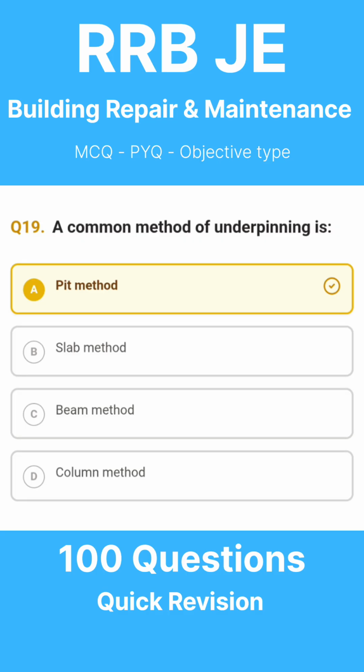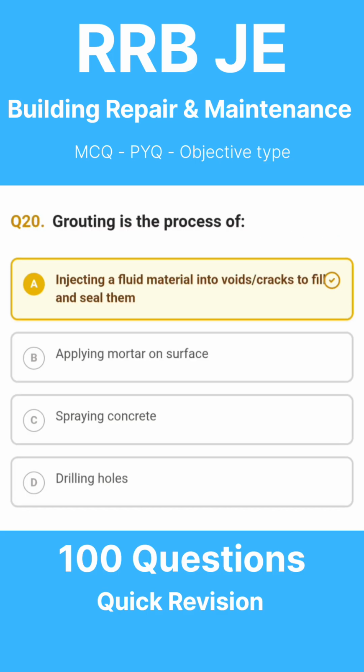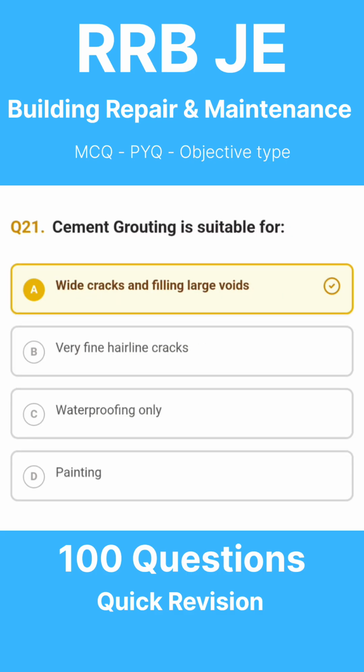Question 19. A commonly used method of underpinning is. The correct answer is pit method. Question 20. Grouting is the process of. The correct answer is injecting a fluid material into voids or cracks to fill and seal them. Question 21. Cement grouting is suitable for. The correct answer is wide cracks and filling large voids.